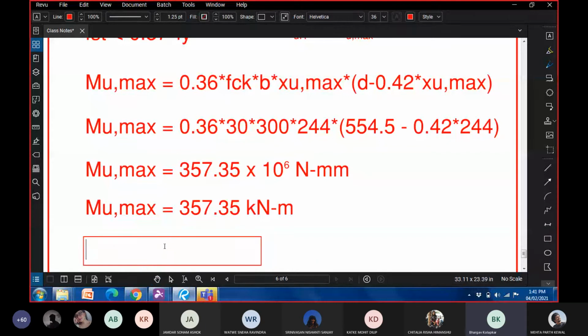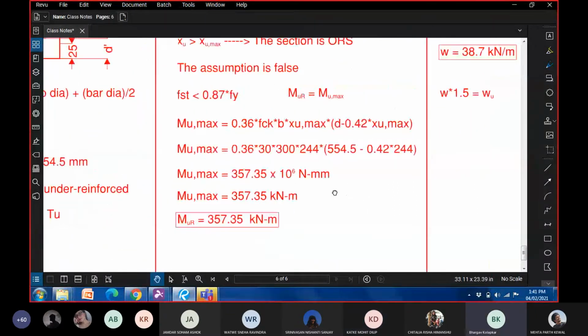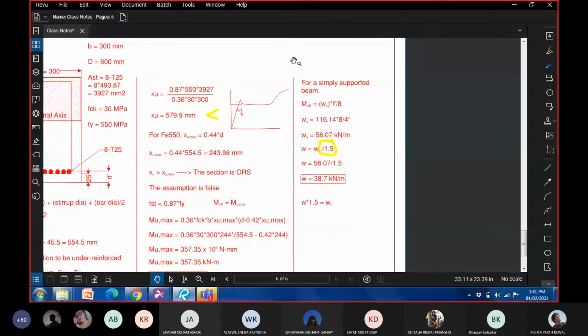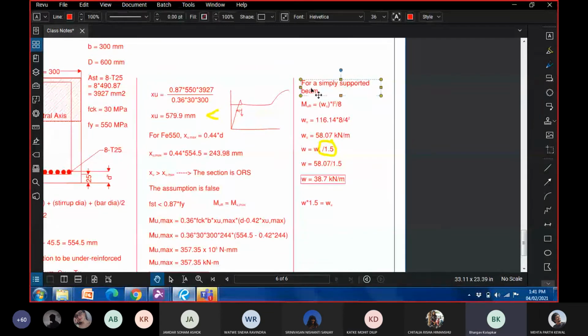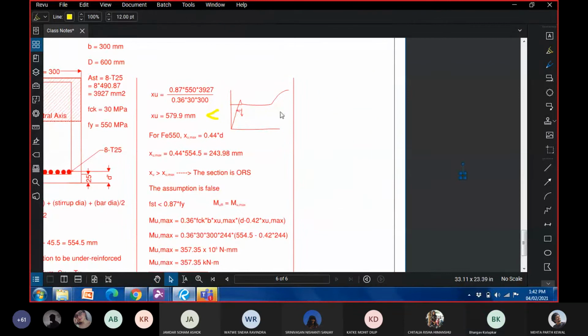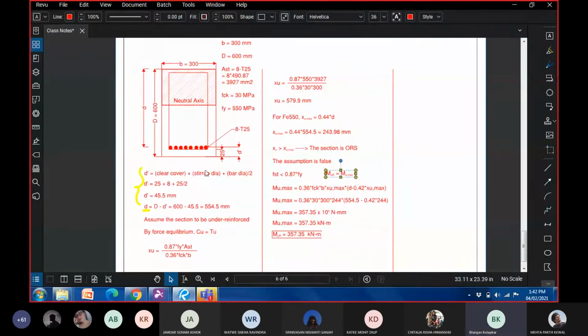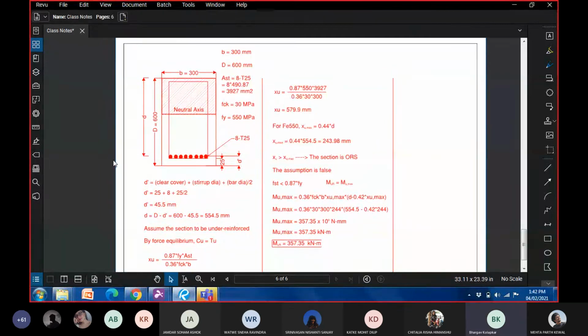Can someone please verify this value? Yeah, it's correct, 357.35. Okay, there's no need for this step since it is not asked. Okay, that's it. The problem is that simple and that small.